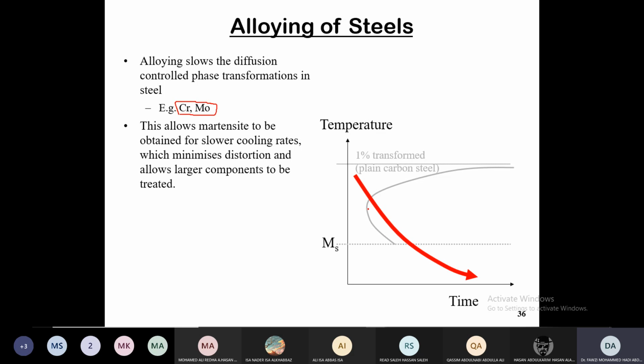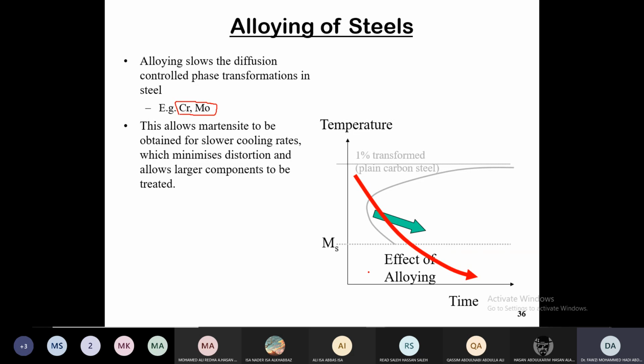If you have more gap there, this means that you have more time to produce martensite. You don't have to quench it that fast, leaving more time for the transformation to occur. This means that you will have less internal stresses due to that.